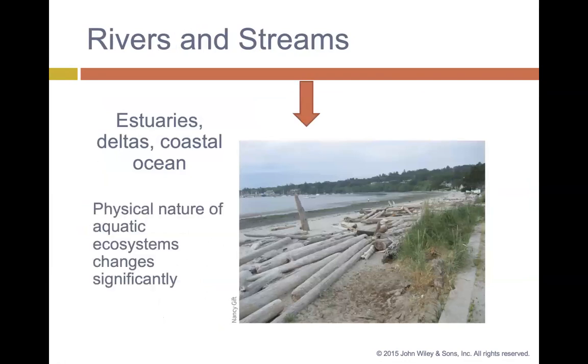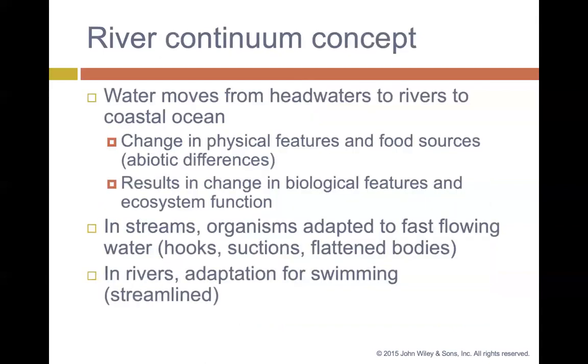The physical nature of aquatic ecosystems changes significantly depending on where they are. This idea of a river continuum concept, water always moves from the headwaters where the river forms to the coastal ocean, and it will change in physical features and food sources through abiotic differences, and it will result in the change in biological features and ecosystem function. In streams, organisms are adapted to fast-flowing water, like hooks, suctions, flattened bodies, and in rivers, it's adapted for swimming, so it's more streamlined.